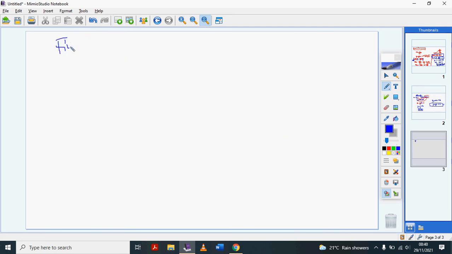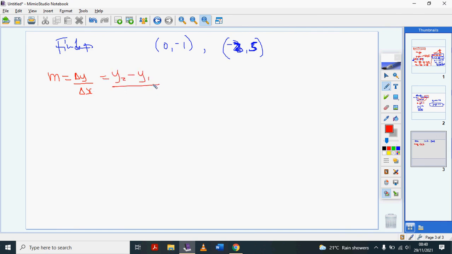So the question is, find the equation of a line passing through the points x is 0, y is negative 1, and x is negative 3, y is 3, or y is 4, or 5. Just trying to pick nice numbers. Okay, let's make this x is 2, y is 5. Okay, all I have to do is, remember, first find the slope, and the slope is change in y over change in x. The change in y is the second y value minus the first y value. The change in x is the second x value minus the first x value.